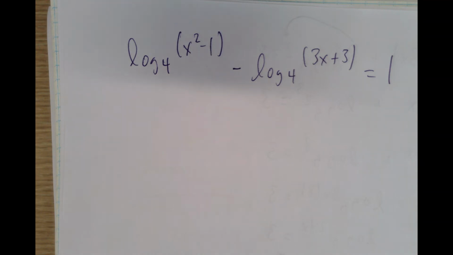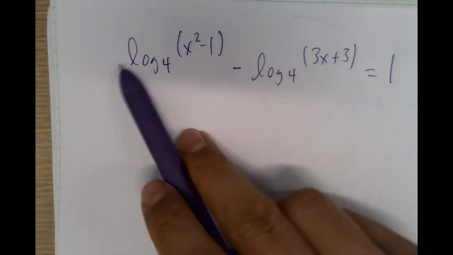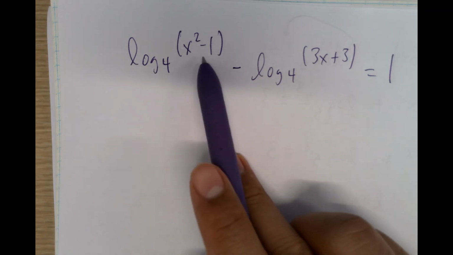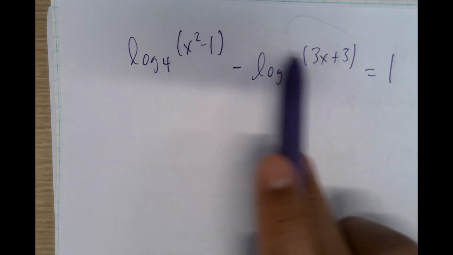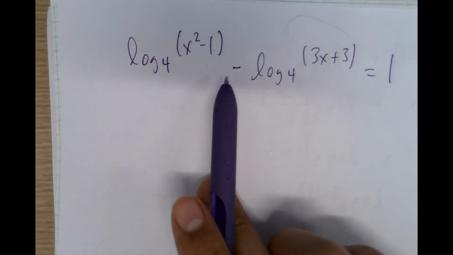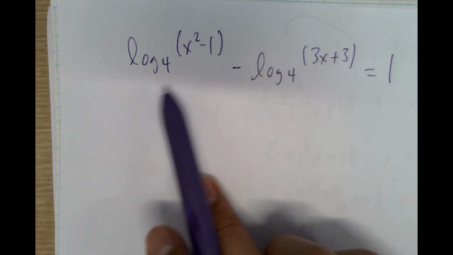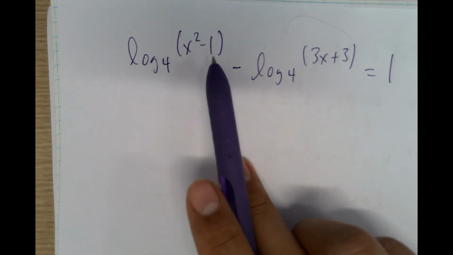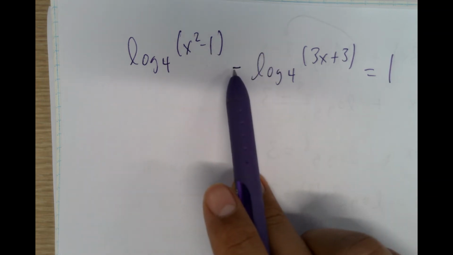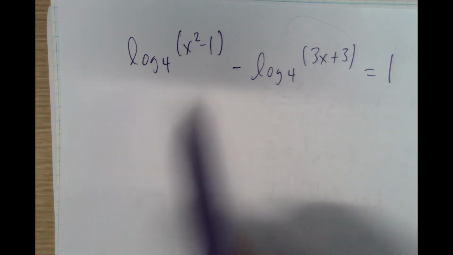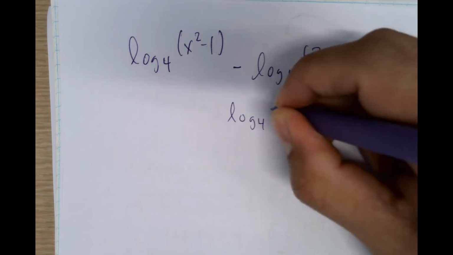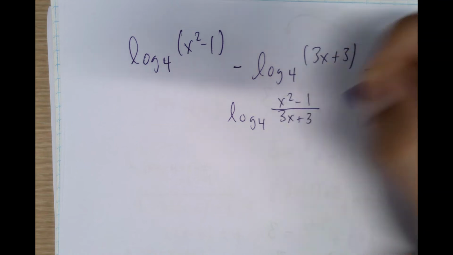For this one, I want you to think about what we did previously, where we had two logs with the same base, and we added those together, and so what we did is we multiplied the two terms together. So in this case, we're subtracting two logs with the same base, so you would do the opposite of adding. When you add, you multiply. And so when you subtract, you should think that you're going to divide, right? So we're going to rewrite this as log base 4 of x squared minus 1 divided by 3x plus 3 is equal to 1.